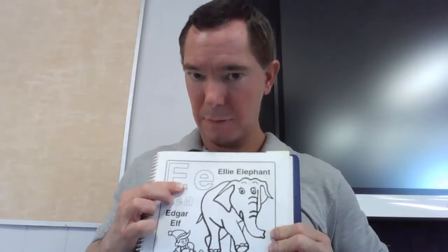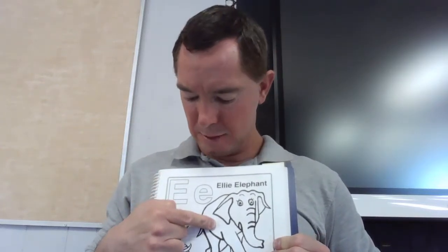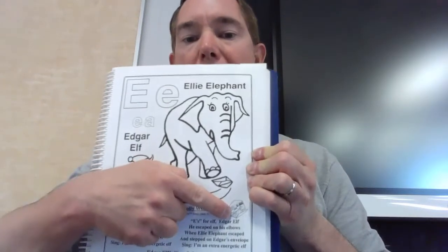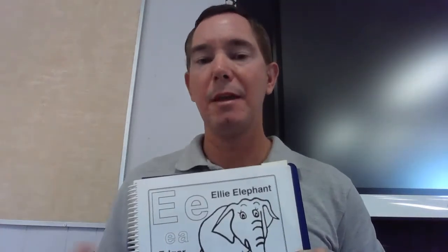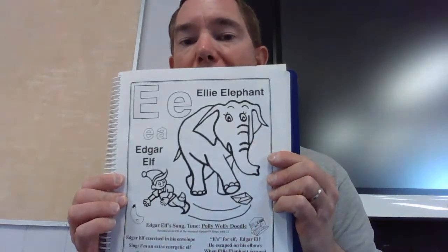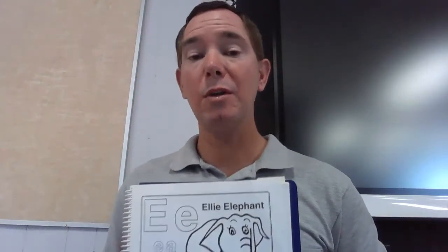Now it's time to draw and write. I want you to think of some things that begin with the short E sound, like Ellie Elephant, Edgar Elf, eggplant, envelope, and all the objects we just went over in the letter E tub. So draw and label a picture of things that begin with the short E sound. They could be the same ones from Edgar Elf's story, or the objects in our alphabet tub, or you can think of your own.